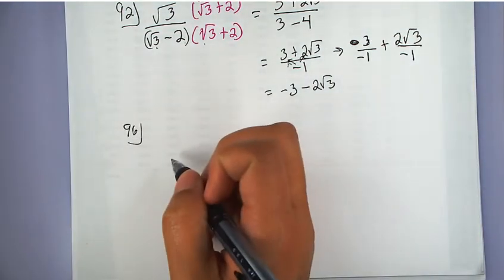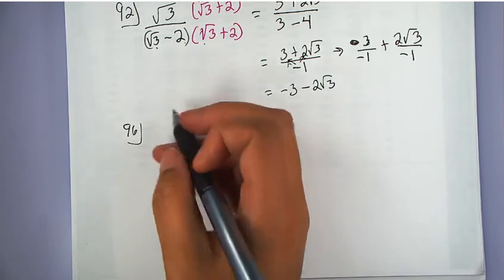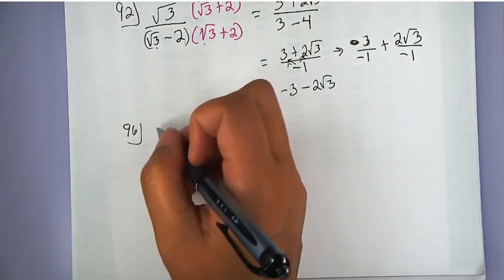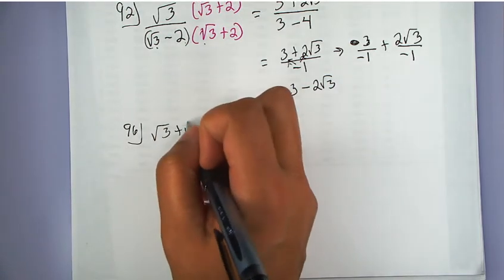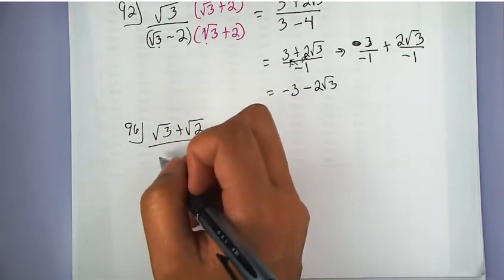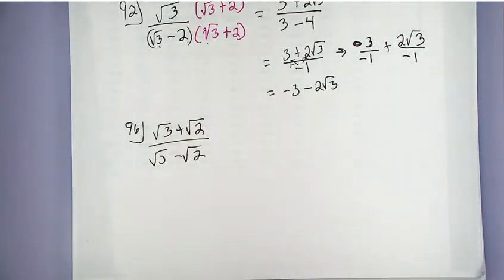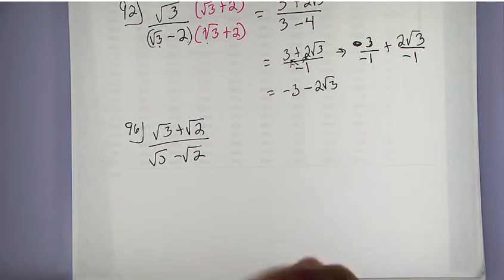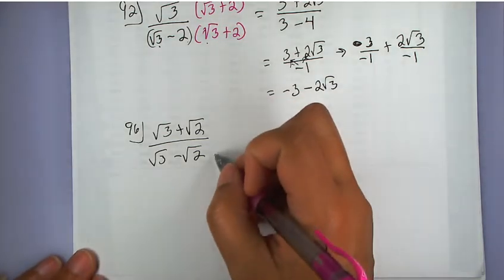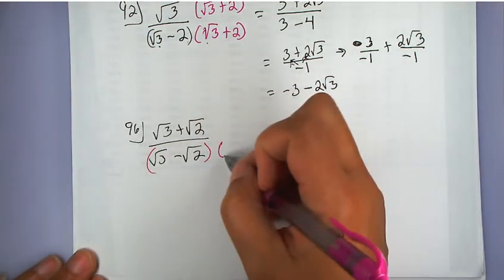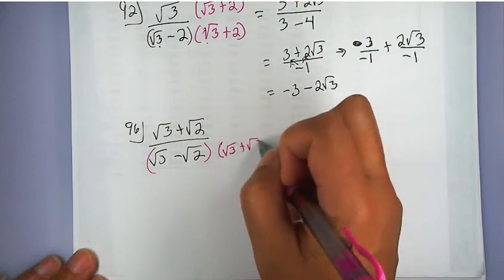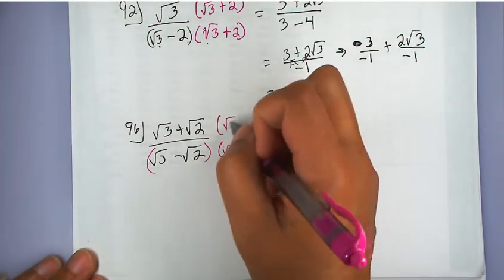So let's go straight across. Let's multiply. We're going to FOIL it. So first, and we end up with 3. Then outer, so we end up with plus square root of 6. Inner, we end up with plus square root of 6. And last, we end up with 2. On the bottom is a squared minus b squared, so we end up with 3 minus 2. Because when I square root of 3, I just get 3. And if I square root of 2, I just get 2.